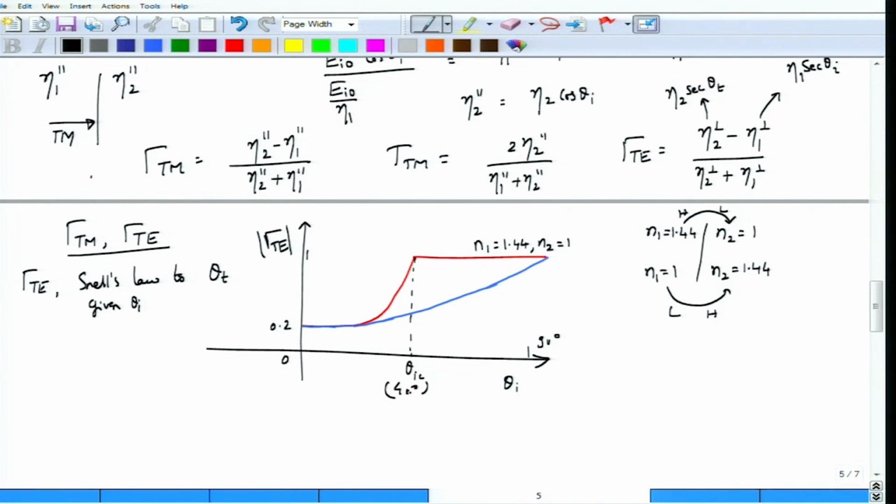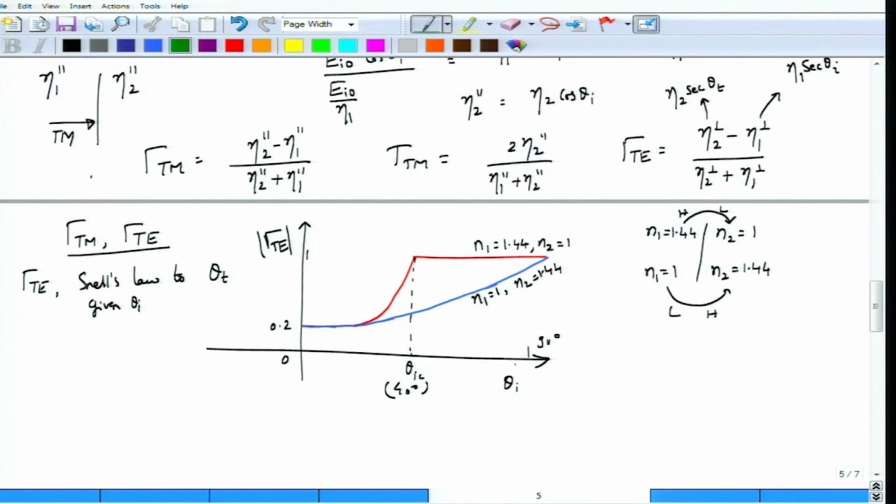Okay, for this particular set of numbers, this is around 40 degrees. Don't go by the very accurate numbers; approximate numbers are enough for us. But the characteristic thing that you have to notice is that just after the critical angle, the magnitude of gamma Te has hit 1 and continues to be 1, whereas for the other case, when you go from n1 equals 1 and n2 equals 1.44, this change over of the magnitude of the reflection coefficient towards 1 happens very gradually.